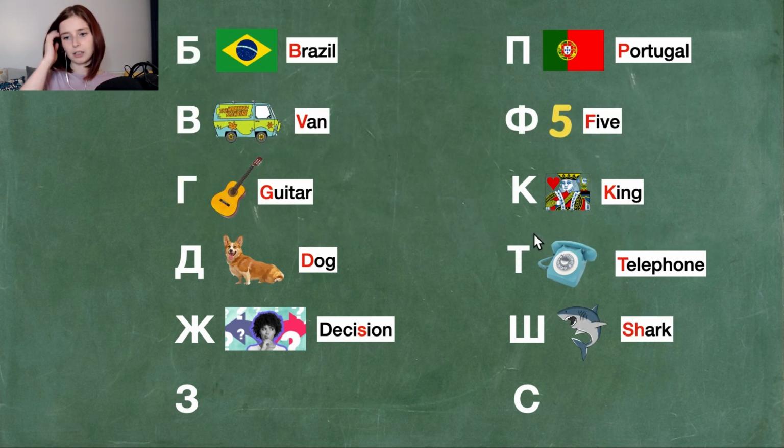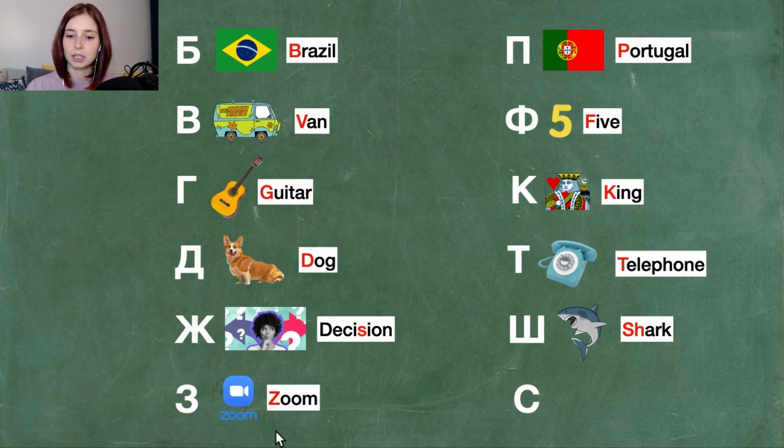Next one, this is our sh, like in shark. Just that sh. This one's very easy. This is z, and this is s, like in star.